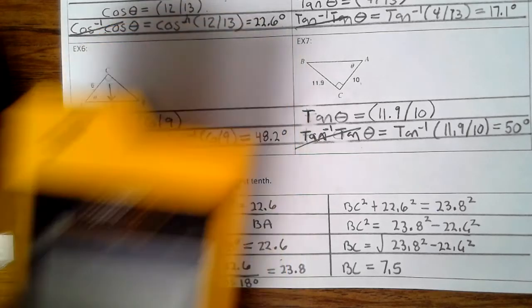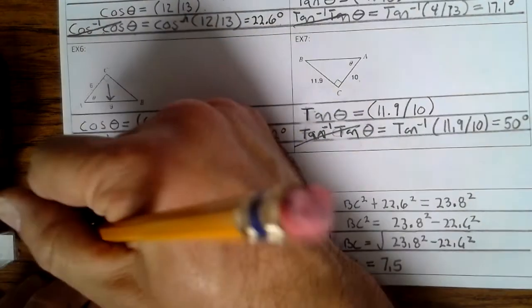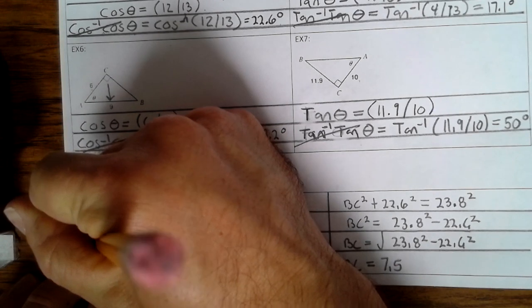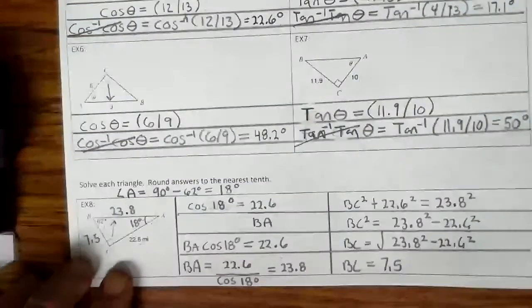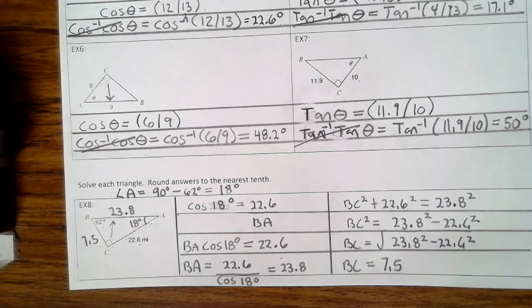All right, so those are all of the pieces of the triangle. If you would, go ahead and finish your examples and start working on an assignment, and have a wonderful Wildcat day.